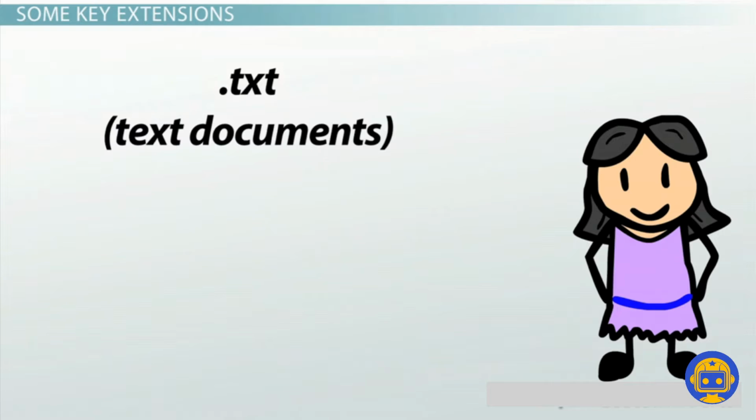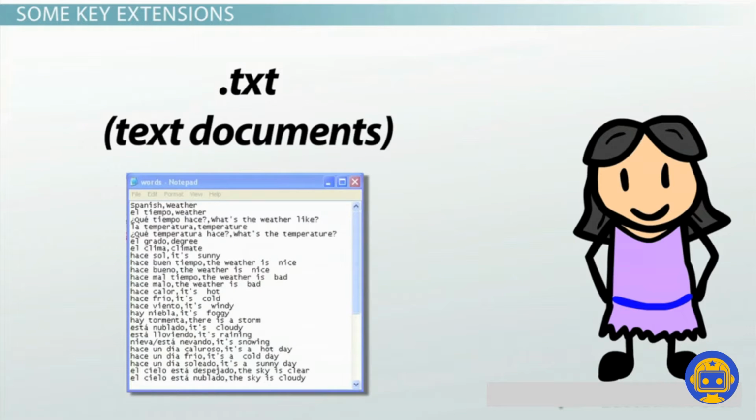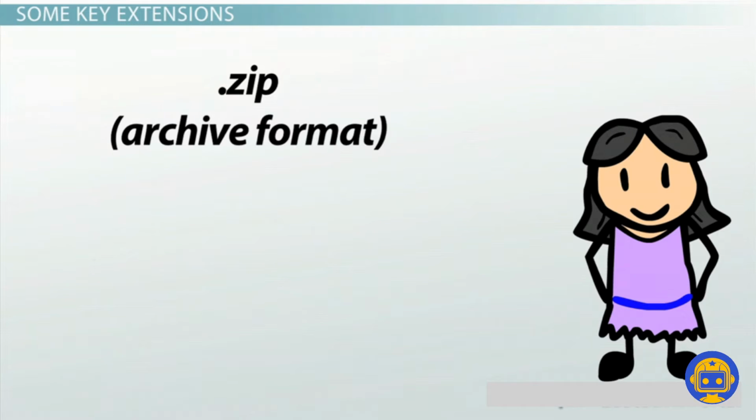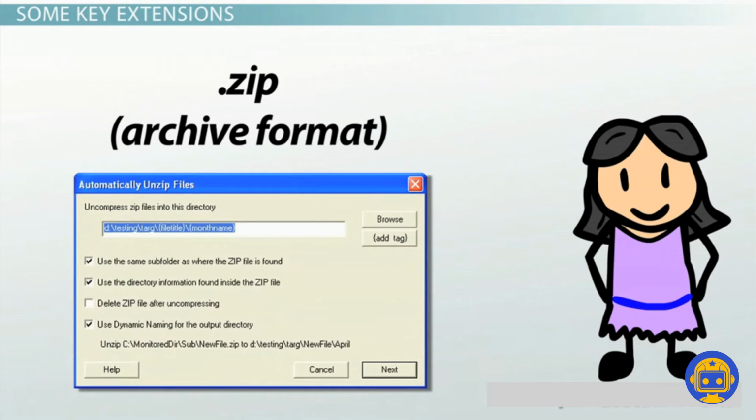.txt is used for text documents which contain no formatting. They can be opened by any software application that works with text. .zip is a file extension to indicate one or more files have been compressed into a much smaller archive format. Operating systems have built-in utilities to create and extract these types of files.